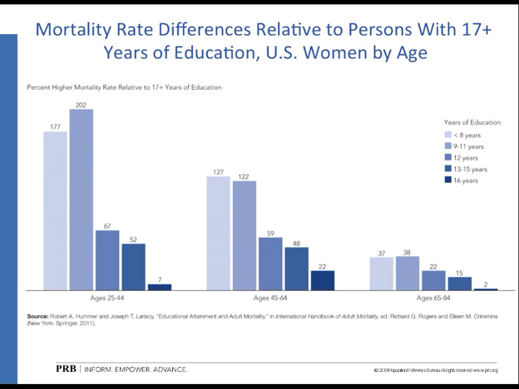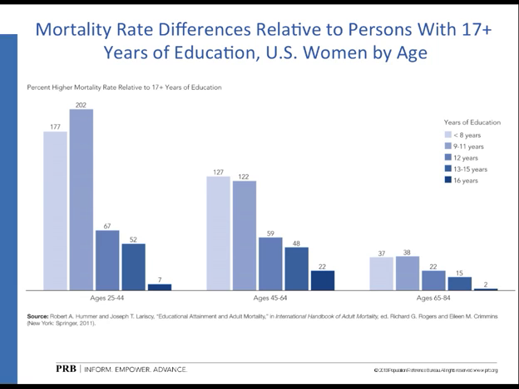First, this slide depicts that there are some interesting age-related patterns to consider in the education mortality relationship. This graph, which looks at U.S. women, shows the percentage by which mortality rates are higher among less educated women in comparison to women with 17 or more years of schooling in each age group. For example, in the middle of the graph among 45 to 64-year-olds, the mortality rate for U.S. women is 122% higher among those with 9 to 11 years of schooling compared to those with 17 or more years of schooling.